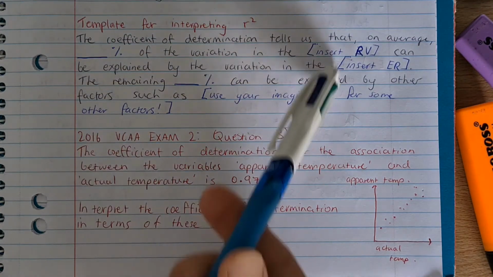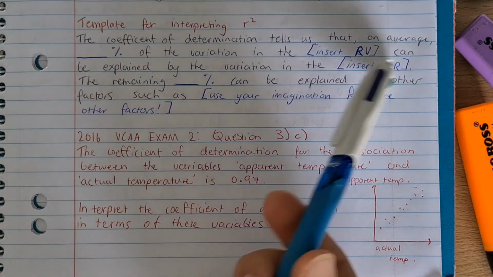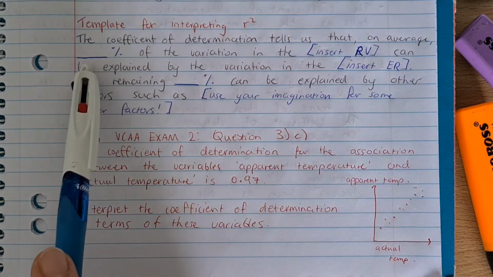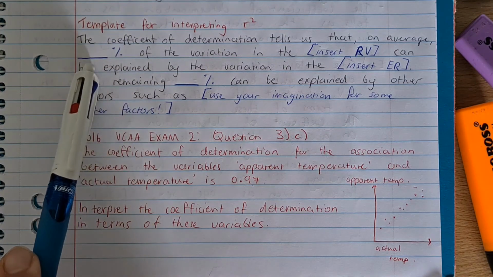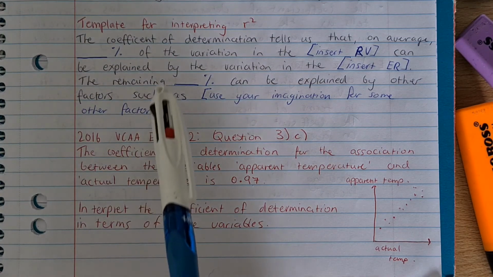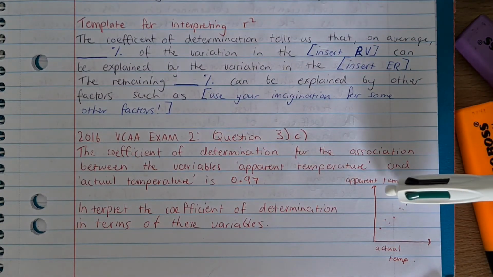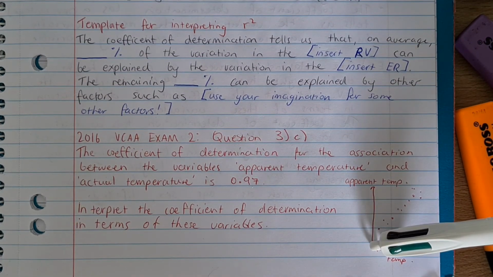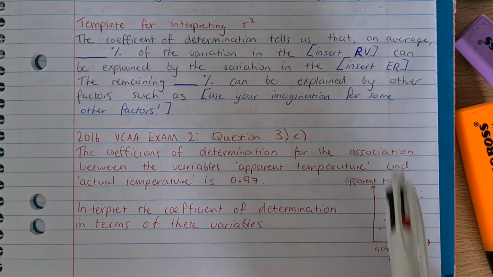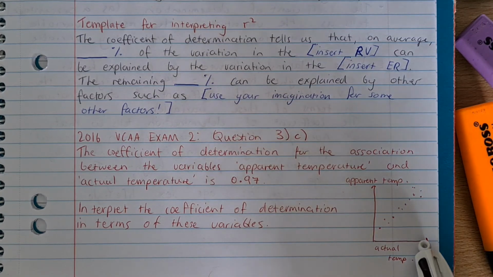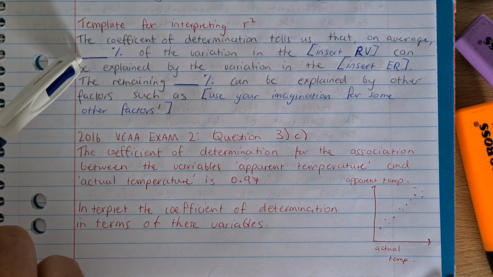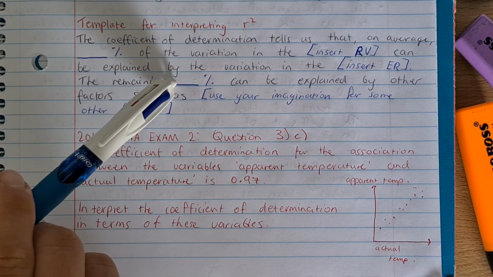So because we have this template, all we need to know is what pieces of information to put where. Well, the coefficient of determination tells us that on average, this percentage is your coefficient of determination. So you would put 97% there. Your response variable, if you remember, is always your vertical axis. So in here you would have apparent temperature. Your explanatory variable is your horizontal, so you'd have actual temperature here. The remaining percent, because this is 97%, the remaining percentage is 3%.